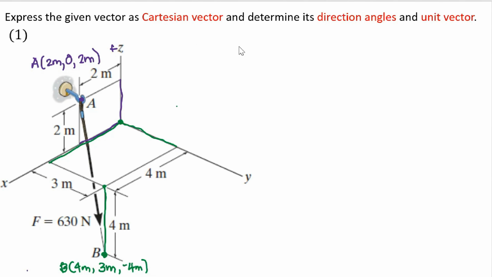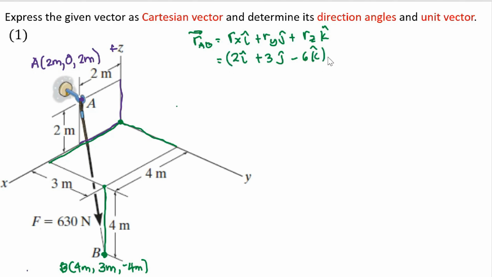Now, after getting the points, we will determine the position vector. So R_AB is equal to Rx i hat plus Ry j hat plus Rz k hat. Now, to get Rx, it's just xB minus xA. So that is 4 minus 2, that is 2 i hat. Then 3 minus 0, that is positive 3 j hat. And negative 4 minus 2, that is negative 6 k hat, and that is in meters.